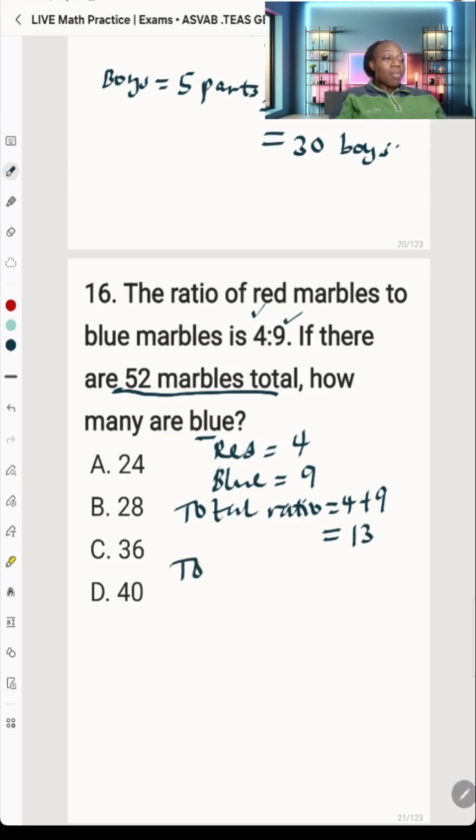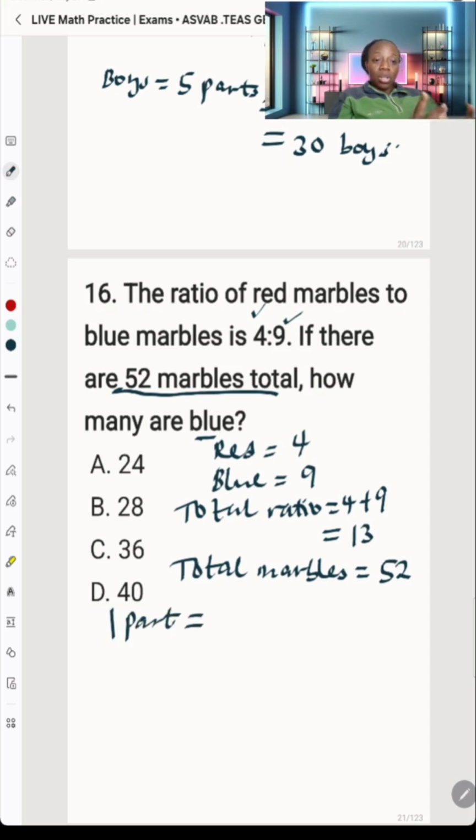Total marbles, how many are they? 52. Total marbles are 52 here, right? Then we can share them into what? 13 parts. If you want to share them into 13 parts, what will be a part? We can do that straight because we have the total, right? Let's do 1 part.